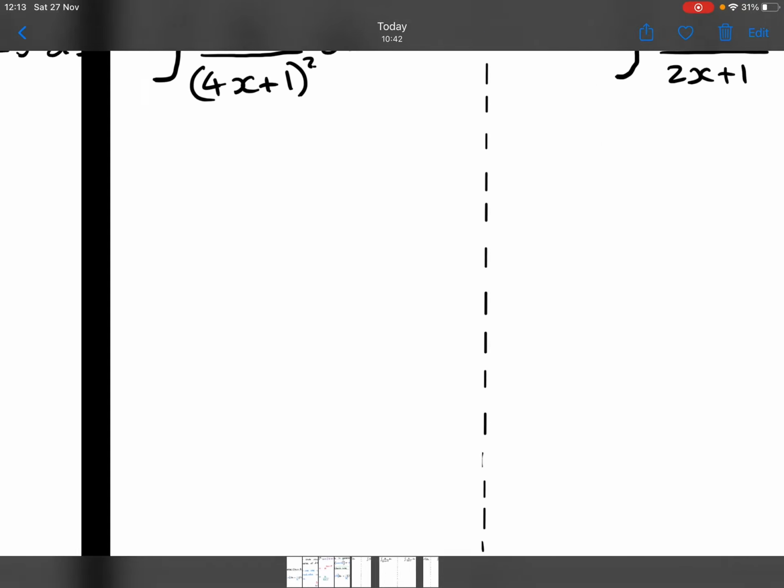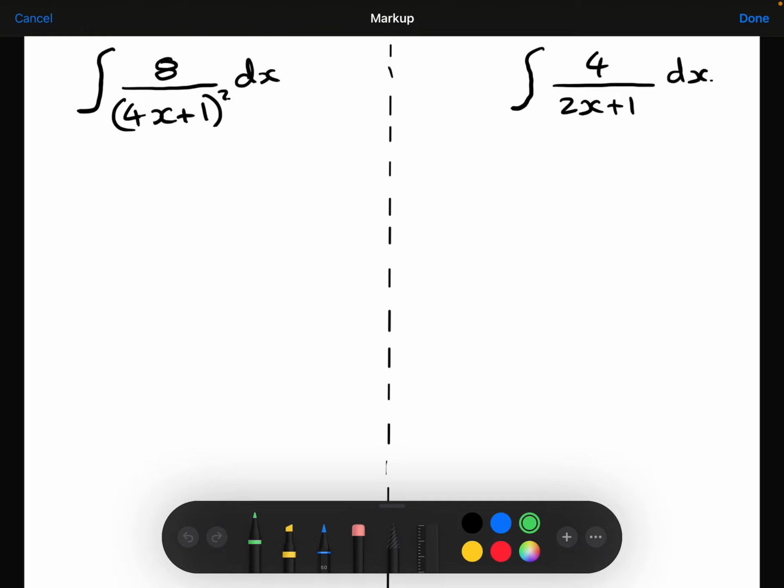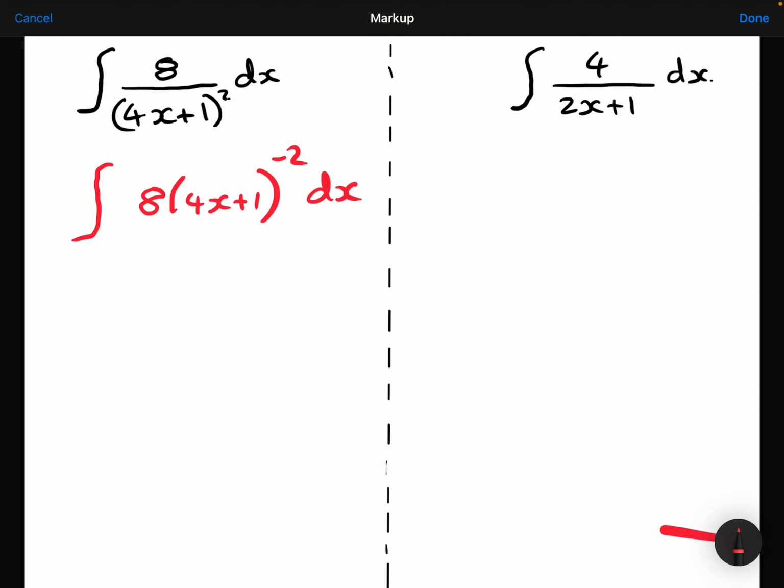Next, we're going to do a couple more examples. So in order for me to integrate this first one, I first need to rewrite this as a power. So I'm going to rewrite this as 8 times 4x plus 1 to the power minus 2. Next, I'm going to integrate this. So I'm going to add 1 to the power. So the new power will become minus 1.